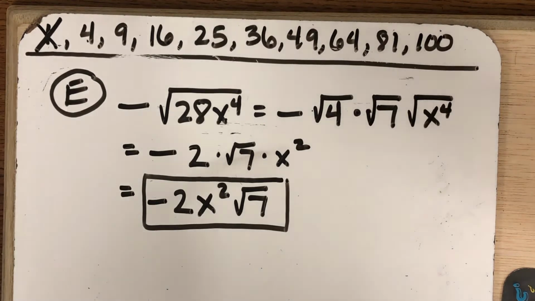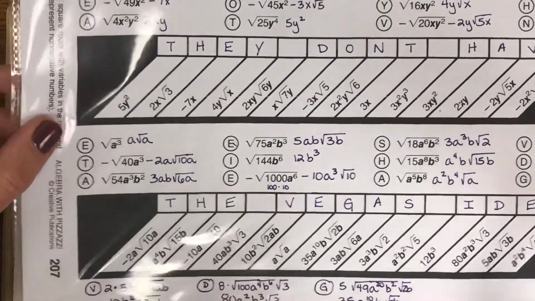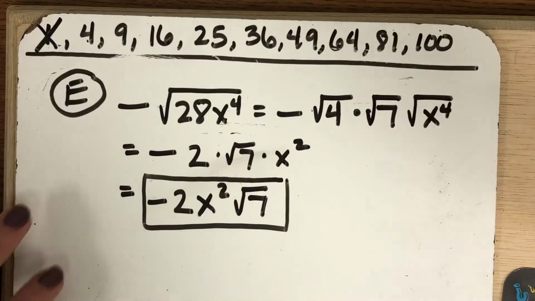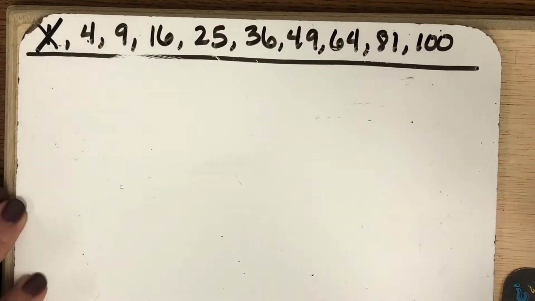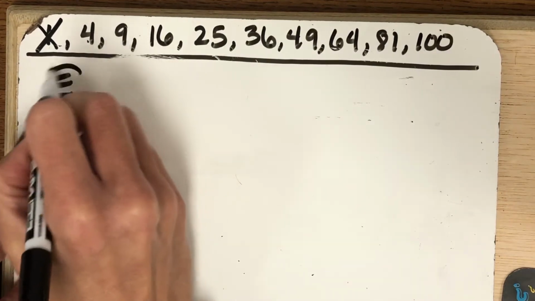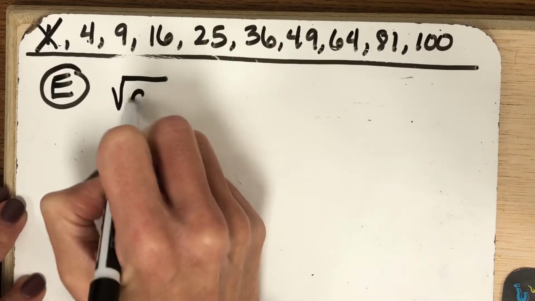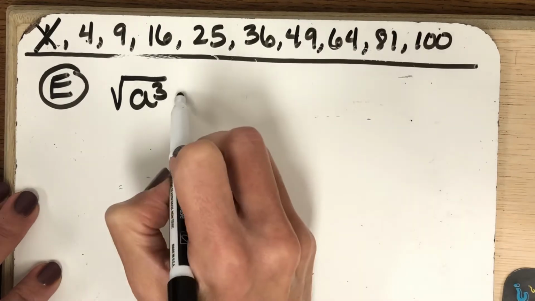Let's go ahead and do a problem from the bottom where we might have a leftover. Let's do E, the two E's. Oh, lots of E's. This is another problem E, on that second row. I have the square root of a to the 3rd. I don't have any numbers here, so I'm just dealing with exponents.